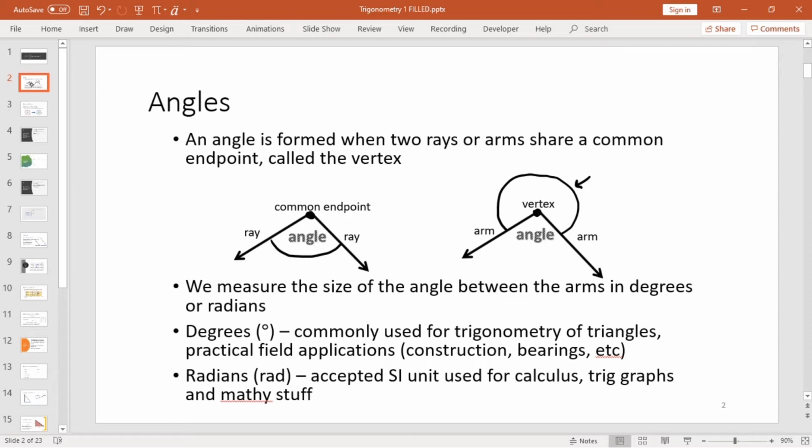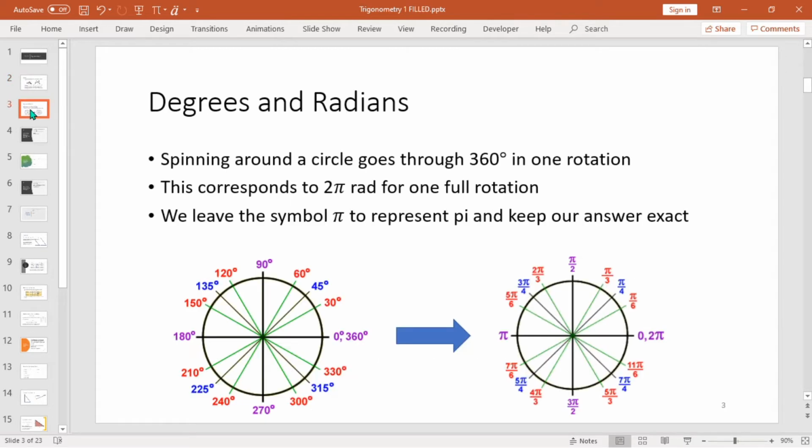How do we measure angles? We can use degrees, which is what most people are used to, or we can use radians. Degrees are that 360 as you spin in a circle. They're kind of base 10. They look like time. We use them in actual applications. So if you're building or doing something like that, you're going to report a degree. Now, if you're going a little further with your math, doing calculus, thinking about graphing trig functions, then you're going to use the SI unit, which is radians, to look at how they change.